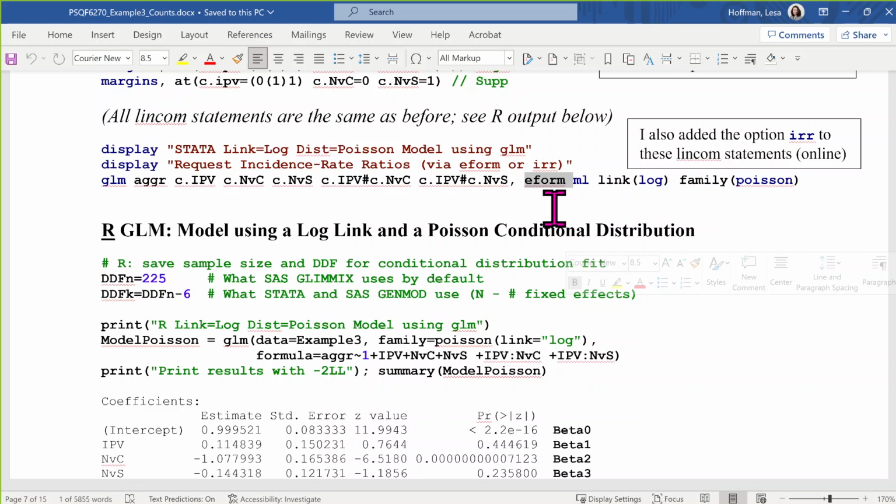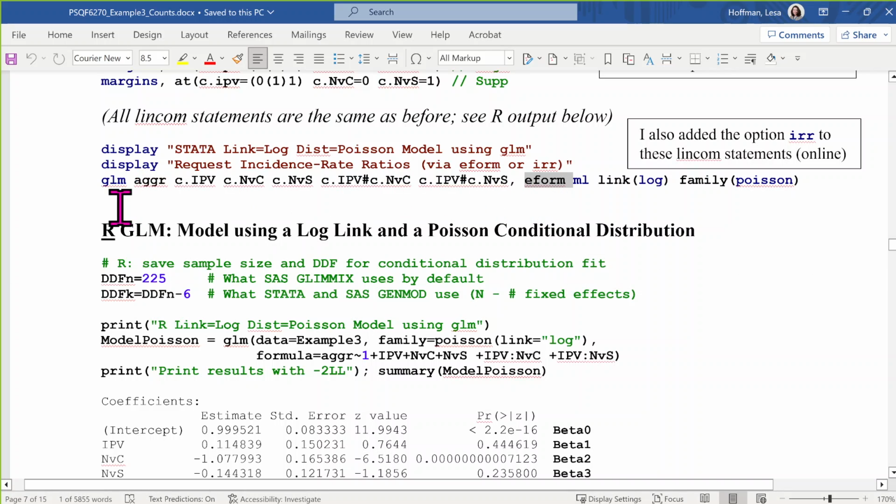One corresponds to a slope of 0. A positive slope corresponds to an odds ratio greater than 1. Negative slope corresponds to an odds ratio between 0 and 1. So it's eform if you want the odds ratio type things to come out of the model.